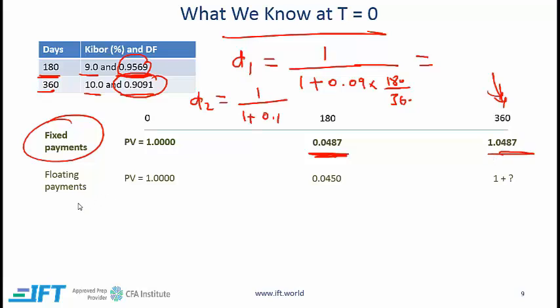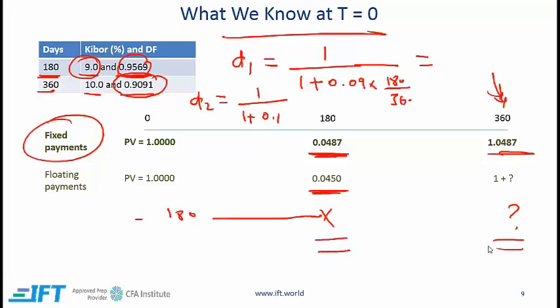What about the floating payments? Where do we get this 0.0450 from? The point is that at time 0, do you know the 180-day rate? You do. So the 180-day rate is 9%. You know, therefore, that on $1 notional principal, the first floating payment would be 9% over 2, which is 4.5% of $1 notional principal. So that's 0.045. But you don't know the later payments. But as we've established, the present value of all these payments at time 0 for the floating rate instrument will also be $1.